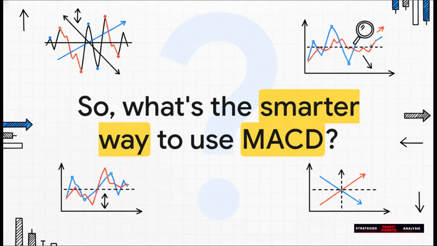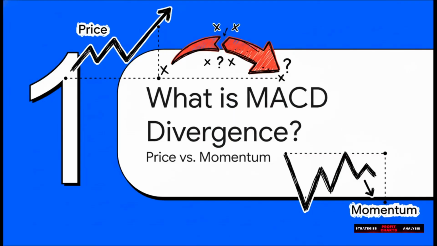Well, it turns out the real secret, the real edge, isn't in trading those obvious crossovers everyone is watching. The real power comes from a concept called MACD divergence, and that is exactly what we are going to break down right now. Okay, let's dive right in.